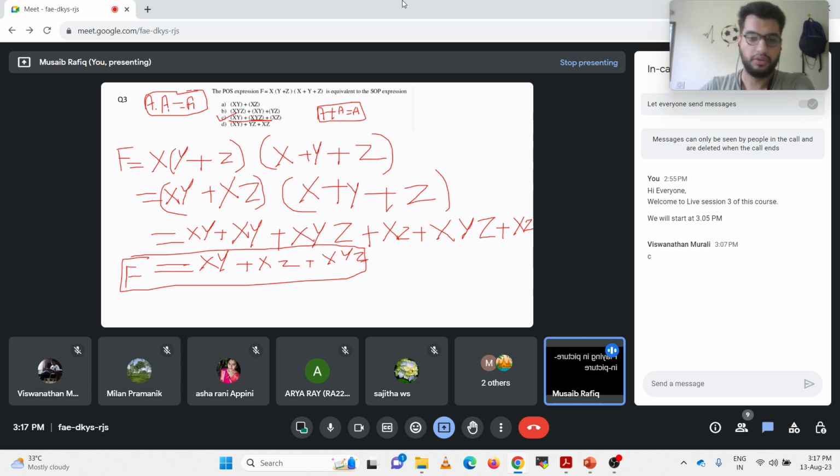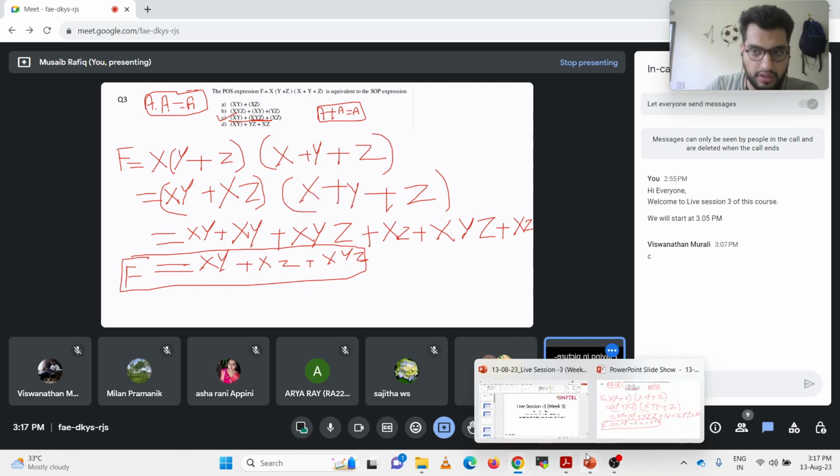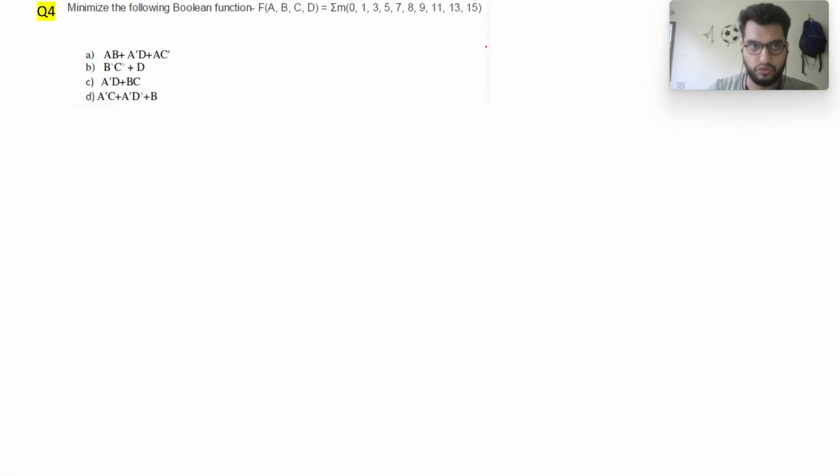If not, we can move forward to question number 4. What I would like you to do is solve this question first. You can type in your answer in the chat box, then I will show you the solution. The question states: minimize the following Boolean function f of a, b, c, d equal to summation of minterms 0, 1, 3, 5, 7, 8, 9, 11, 13, 15. You have to minimize this expression and give the correct answer.